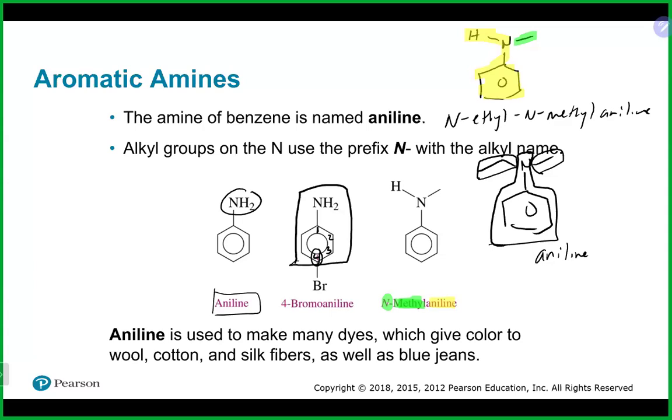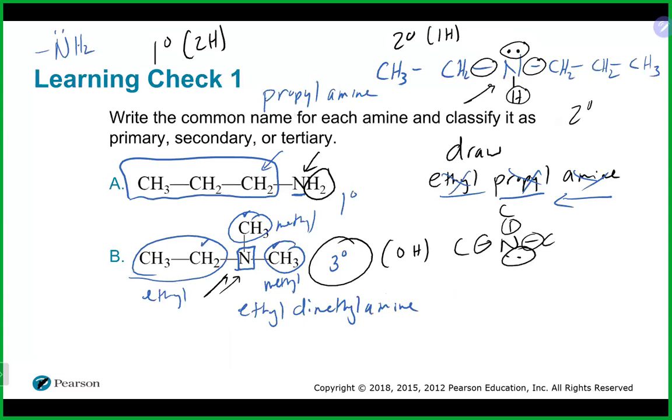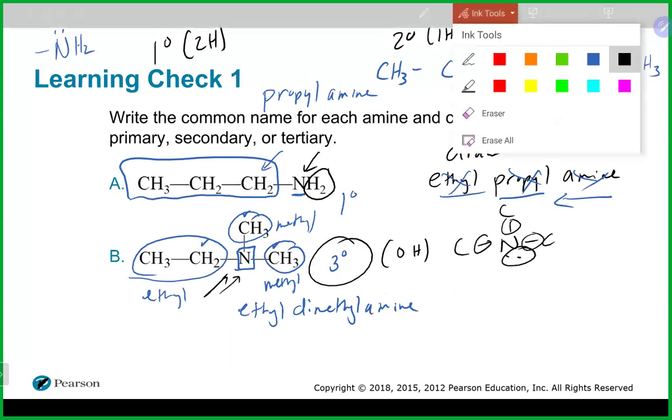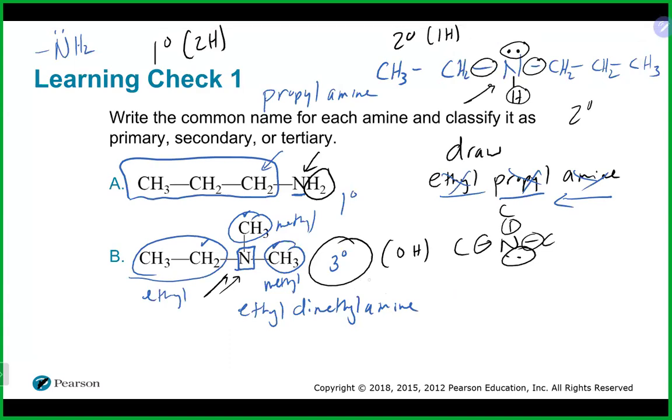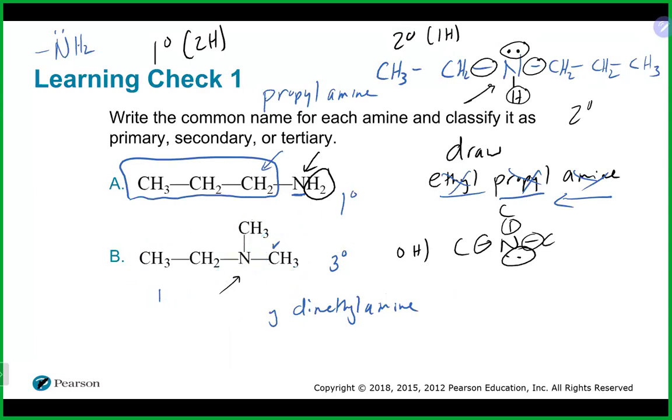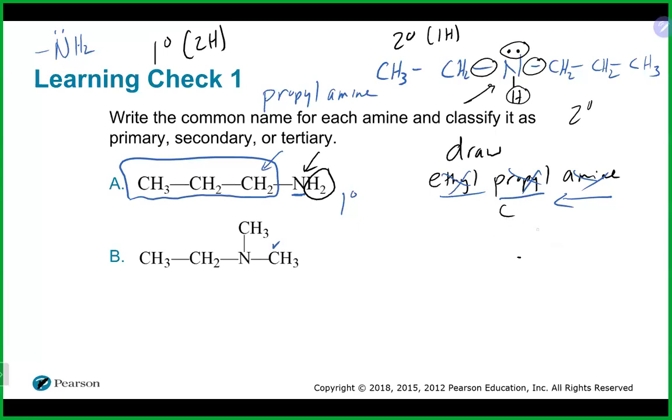You could also see this as well, for example, and you probably won't maybe see it, but maybe somewhere along the way it might pop up. For example, if we had something like this guy here that we scribbled out. Now, if we didn't name this guy with a common name and went with a more systematic name, closer to an IUPAC name, we would look at these two things, and these guys would be named as groups. And this is actually the longest carbon chain.